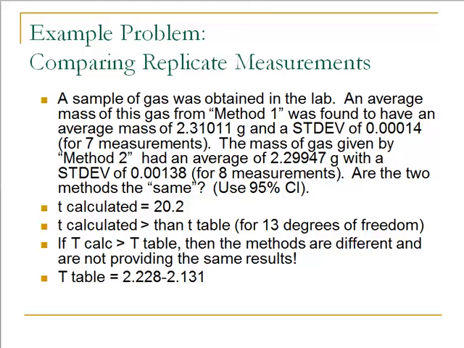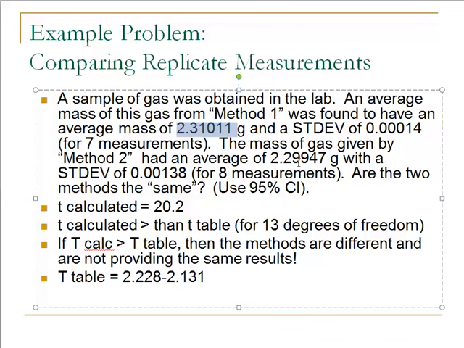Are the two methods the same? And in parentheses it says use the 95%, right? We said if it doesn't really tell you, go to 95 every single time, but use the 95% here. All right, so if I take a look at the averages, 2.31 and the other one's 2.29. Those two numbers are really close together, right? This is the average mass, 2.31 and 2.299. Super, super close. The standard deviation here is 0.0014, and this one is 0.00138.